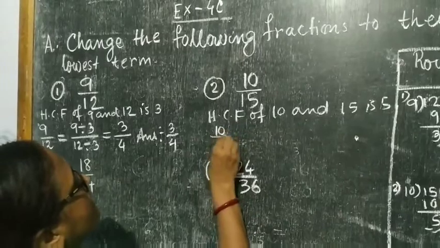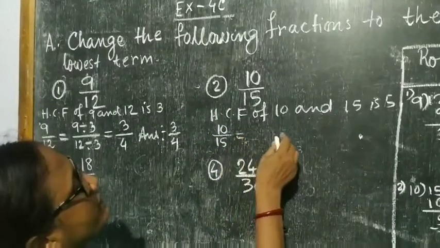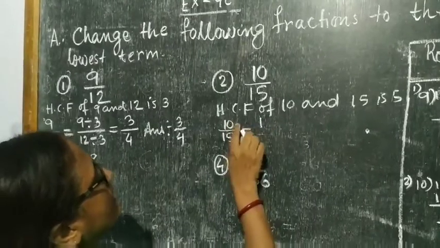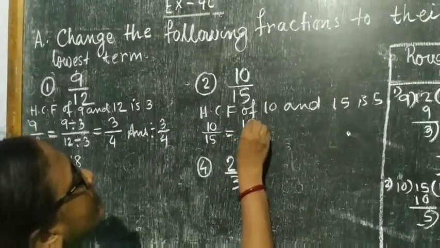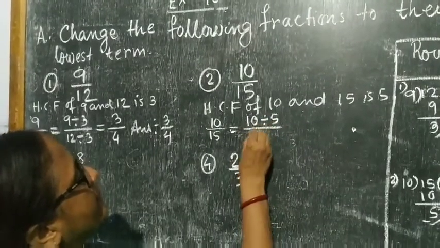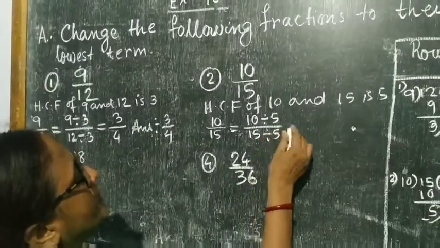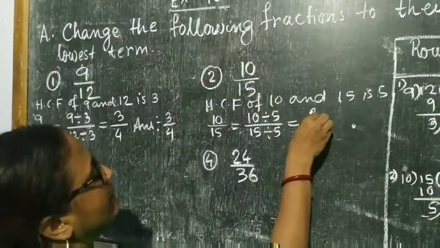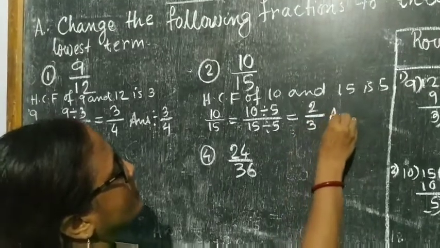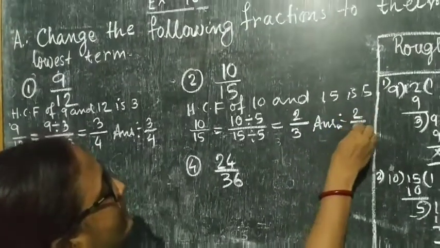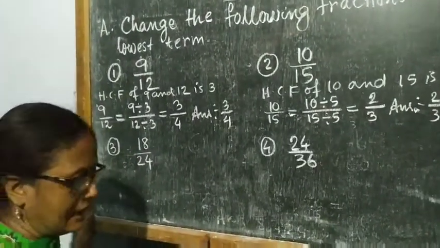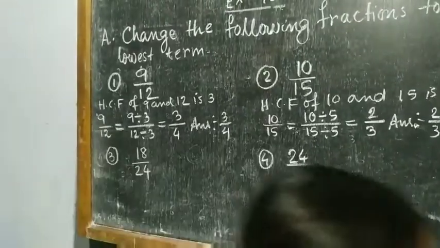So 10 by 15 is equal to, divide the numerator and the denominator by 5. So 10 divided by 5 and 15 divided by 5. So 10 divided by 5, 2, and 15 divided by 5, 3. So answer 2 by 3. Next see the sum 18 by 24.